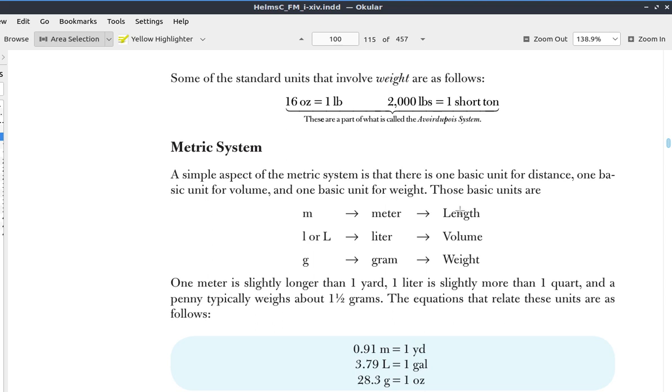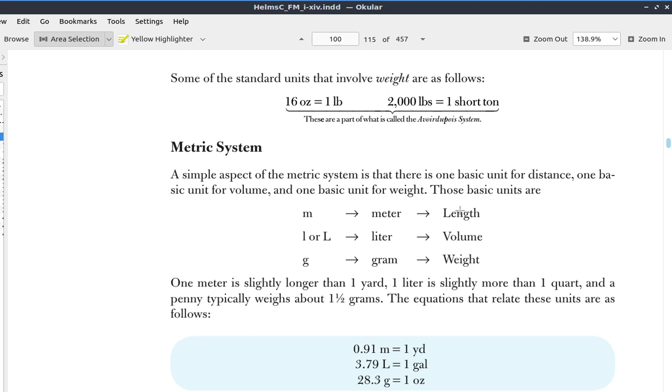Now remember, you have subunits of the meter, like centimeter, millimeter, and so on. You have milliliter, and later on in this course you'll see you have to deal with microliters. We're going to look at those. Now 1 meter is slightly longer than 1 yard. 1 liter is slightly more than a quart. And a penny typically weighs about 1.5 grams. They're talking about the American penny.